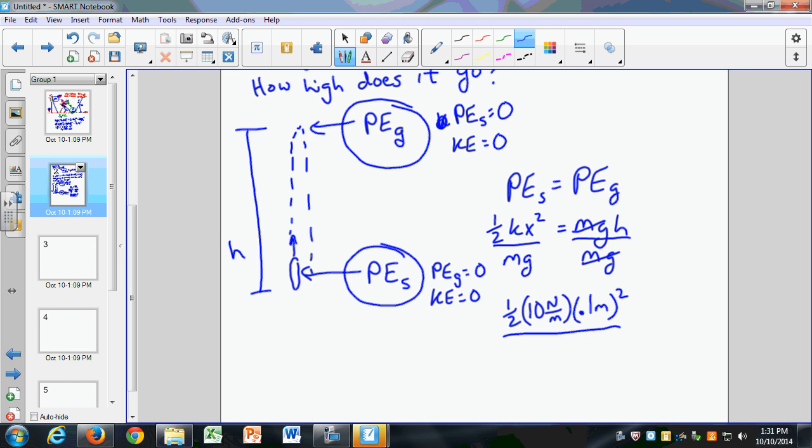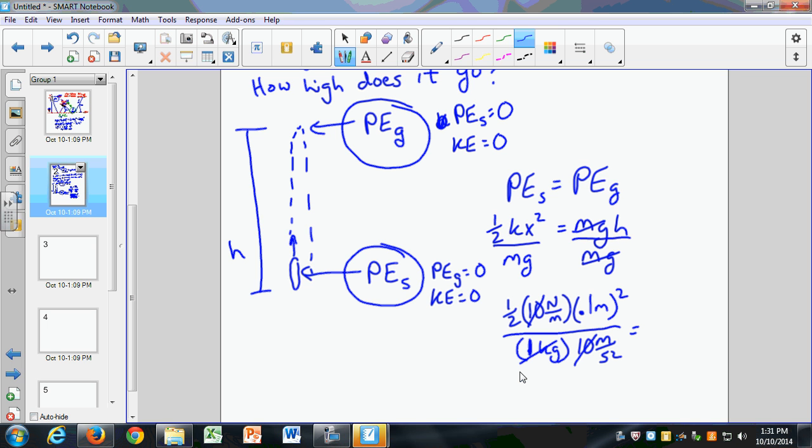Now, in this case, our mass is relevant. It doesn't cancel out in this case when I'm comparing elastic potential to gravitational potential. All right, so my mass then is 1 kilogram, and then times g, which is 10 meters per second squared. All right, so I can simplify this a little bit. The 10s cancel out. 10 over 10 is 1. I can just get rid of that 1.